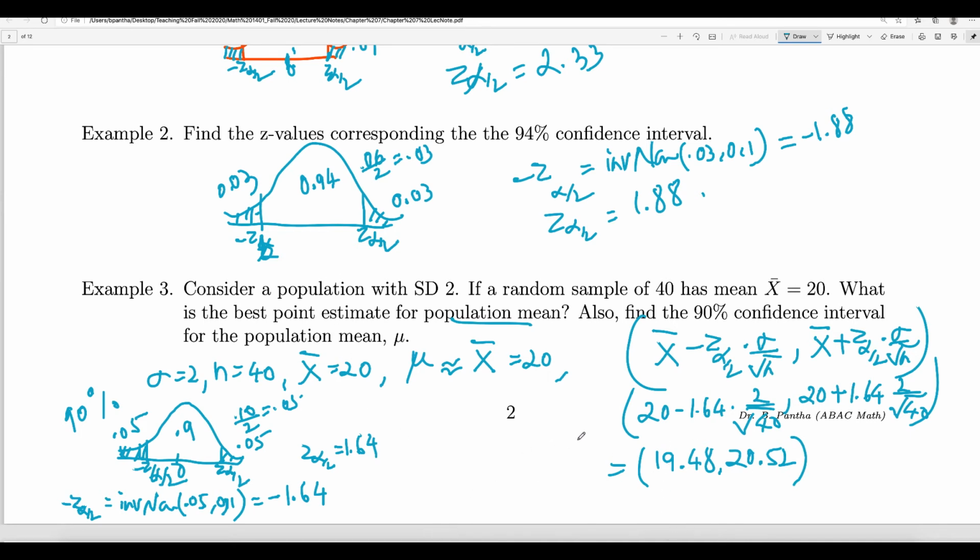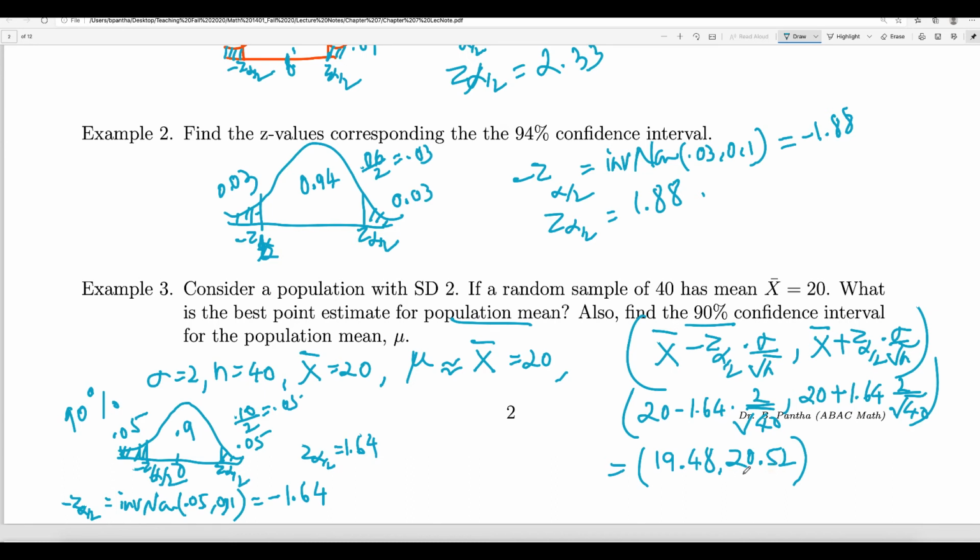So what does that mean? That is the 90% confidence interval is 19.48 through 20.52. We got the sample mean 20, and if you want to find the 90% confidence interval about the population mean, or if you want to be 90% confident about the population mean, you need to give an interval, that is the population mean falls between 19.48 through 20.52. You can say that way, or you can say we are 90% confident that the population mean is between 19.48 through 20.52.